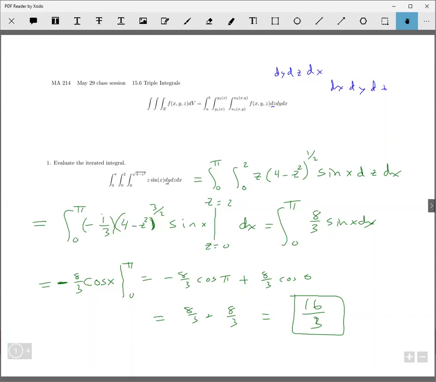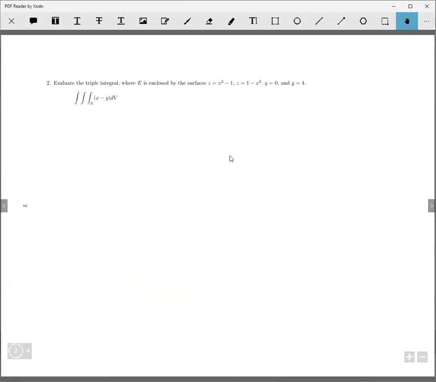Now let's get into something a little bit more difficult. So here we have an actual surface that's enclosed by E. E would be a three-dimensional region. So E is a three-dimensional region here. Okay, so we're enclosed by z equals x squared minus 1, and z equals 1 minus x squared, and then y equals 0 and y equals 4. Okay, so this is kind of weird looking.